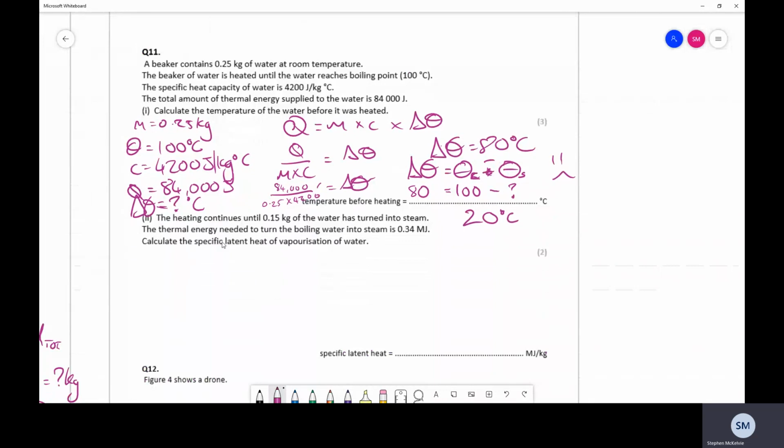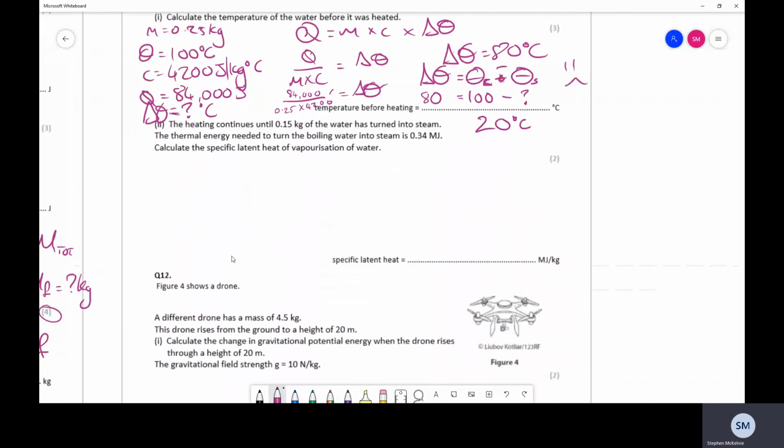The heating continues until 0.15 kilograms of the water is turned into steam. The thermal energy needed to turn the boiling water into steam, Q, is equal to 0.34 megajoules. Sneaky little hobbits trying to get us confused. That's a megajoule, not to be confused with a millijoule. It is a million joules. So I'm going to multiply this by 10 to the 6. 0.34 times 10 to the 6 is 0.34 times a million.